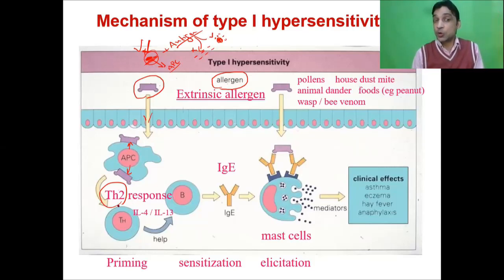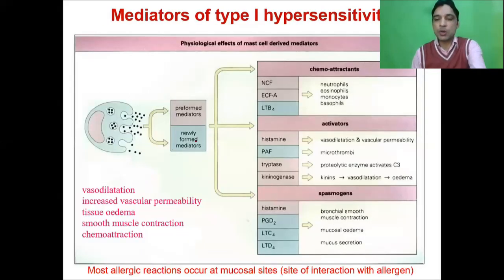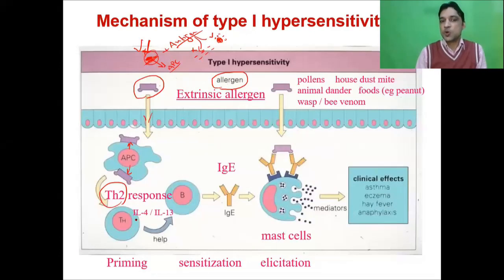Okay, the APCs are going to talk with the T cells, and the T cells are going to show their response. And what will be the response? The response will be interleukin 4, interleukin 13, and so on, and then they will trigger and support the B cells, and B cells are going to produce plasma cells. The plasma cells are going to produce antibodies.